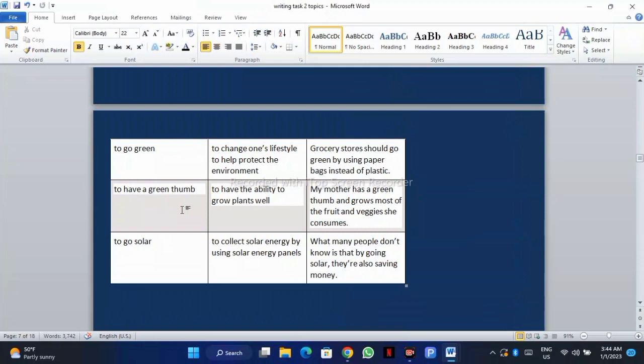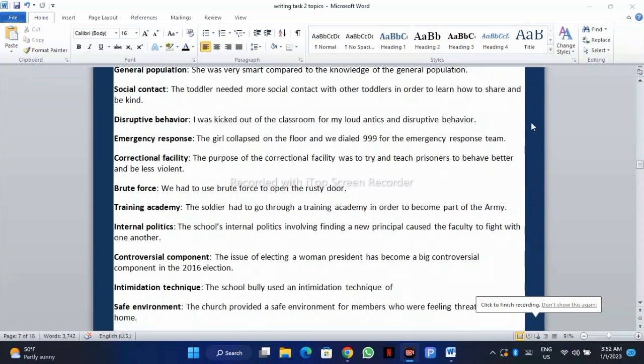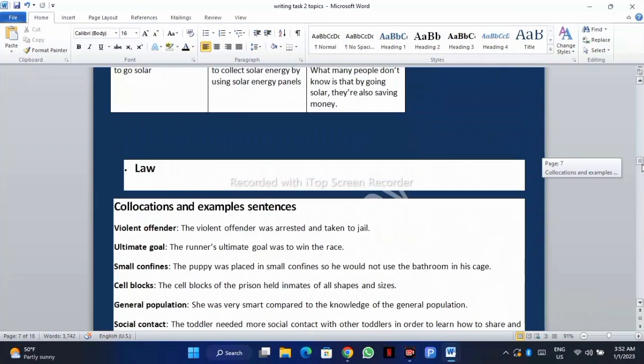Now we will move towards our next topic. Again, I'm sharing with you another method. In this method, you can use the collocations with examples. The topic is law, with collocations and example sentences.